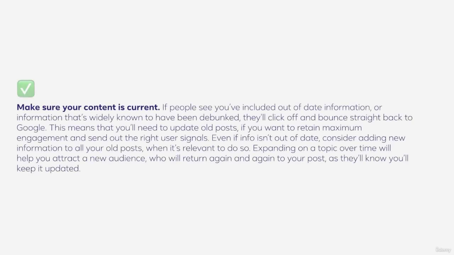Make sure your content is current. If people see you've included out-of-date information or information that's widely known to have been debunked, they'll click off and bounce straight back to Google. This means that you'll need to update old posts if you want to retain maximum engagement and send out the right user signals. Even if info isn't out of date, consider adding new information to your old posts when it's relevant to do so. Expanding on a topic over time will help you attract a new audience who will return again and again to your posts, as they'll know you'll keep it updated.